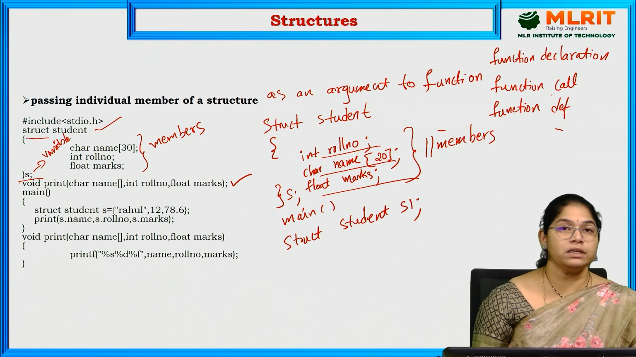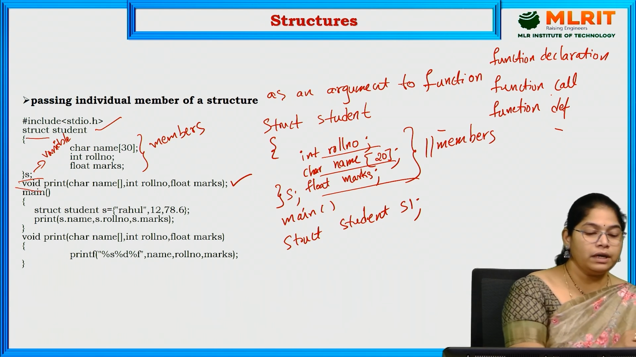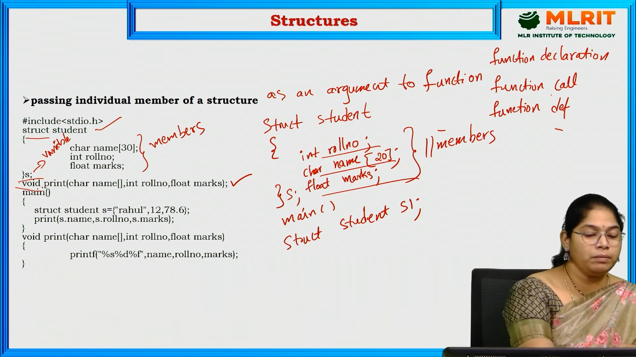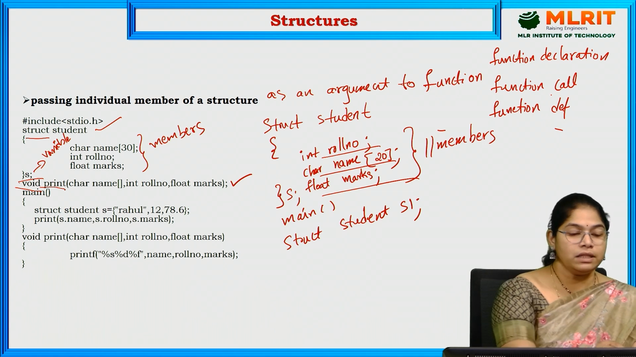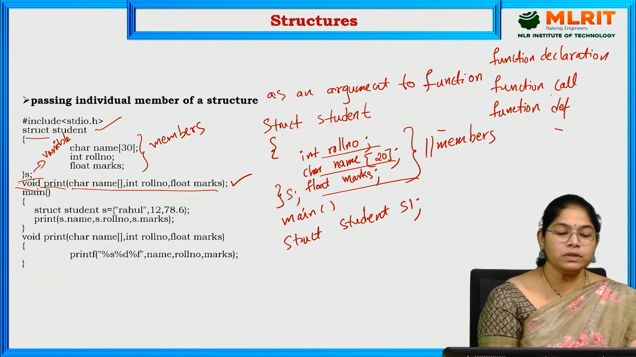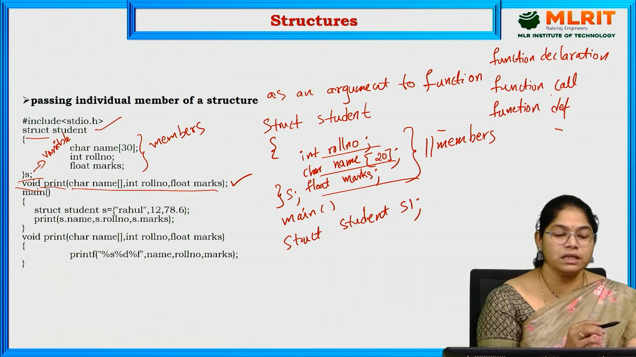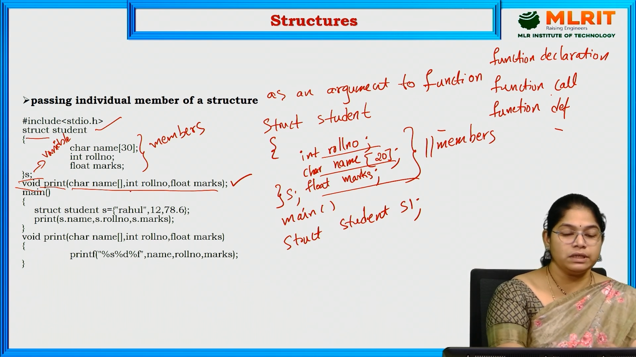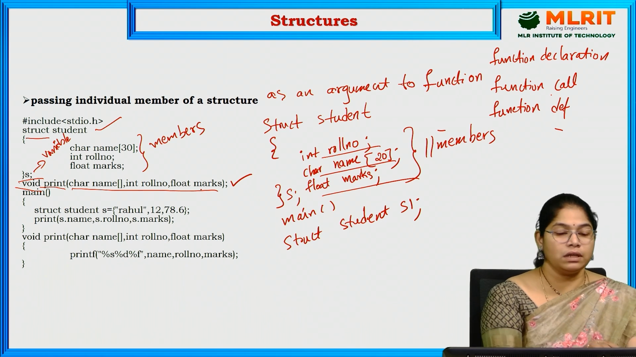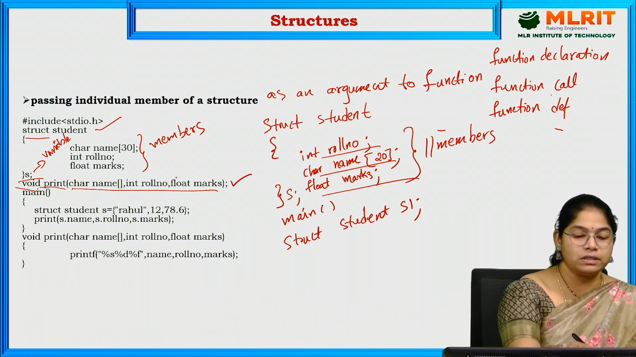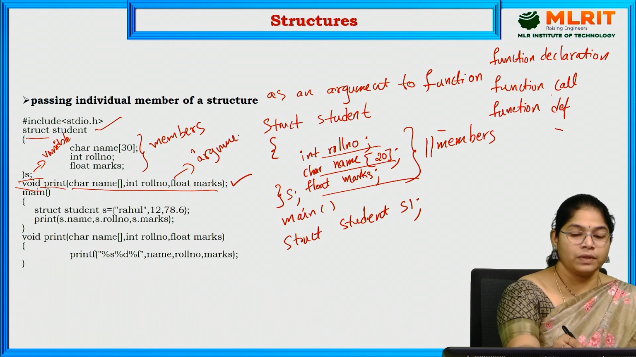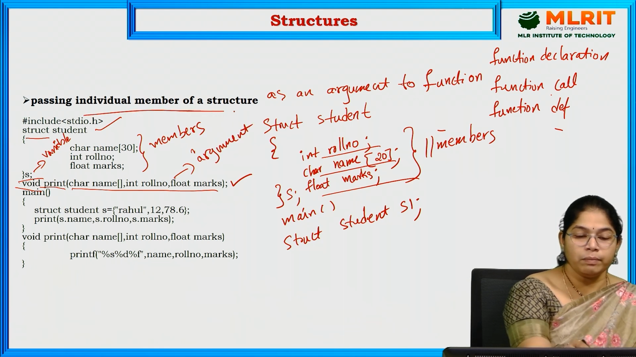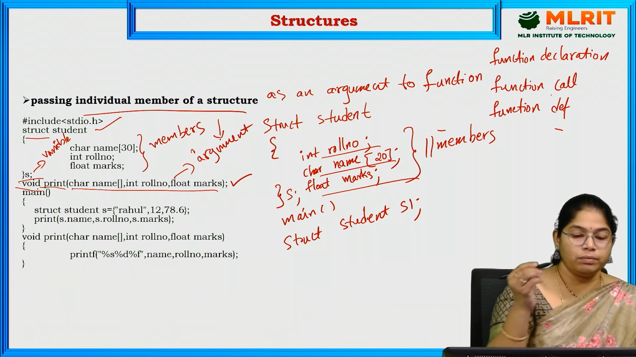So void is the return type of the function. The function name here I consider as print, and these are the members of the structure which I am passing as the arguments to function. So name is of type character, then roll number is of type integer, then float marks. These are the members of the structure. Here I passed these arguments. I passed individual members of the structure as an argument to function.